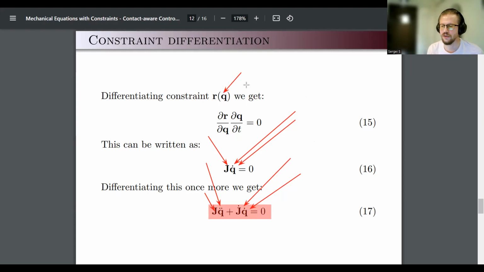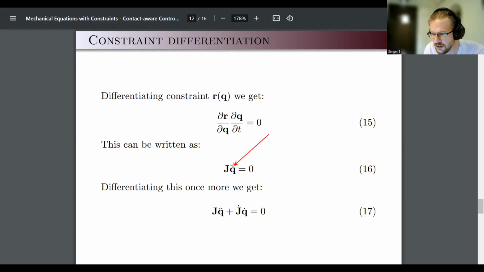All right. So now instead of one constraint, we have basically three constraints. We have a constraint on position, r of q equal to 0. We have a constraint on velocities, J q dot equal to 0. And we have a constraint on acceleration, J q double dot plus J dot q dot equal to 0. So those are our three different constraints.